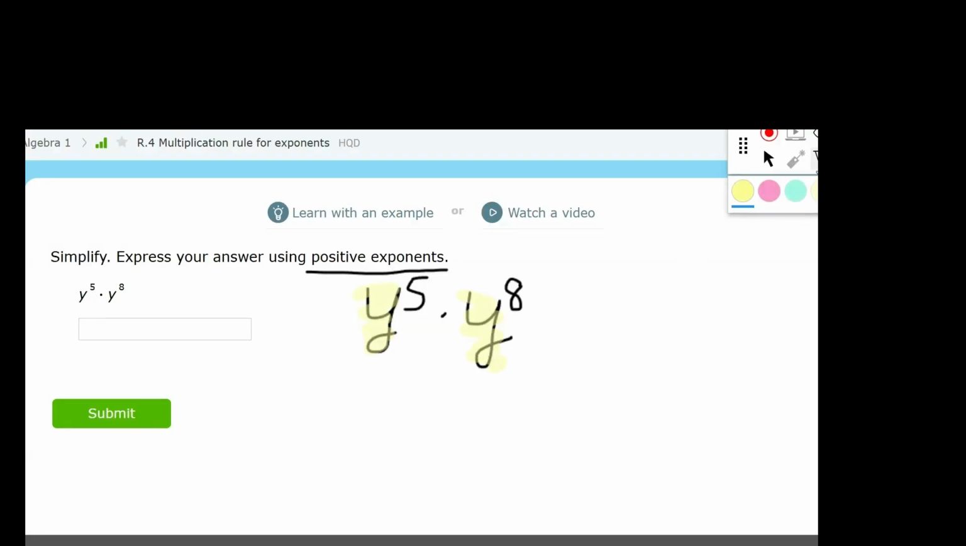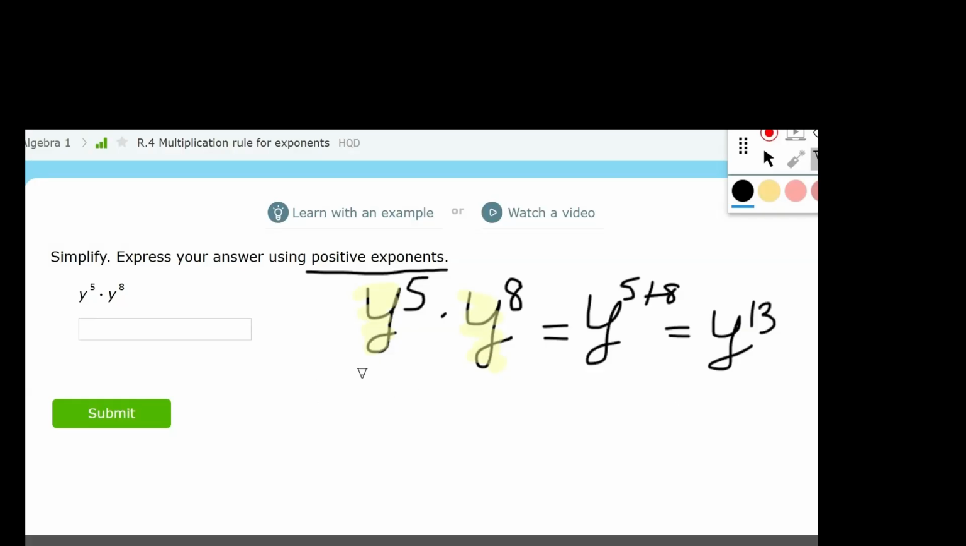And our exponents are 5 and 8. So when you're multiplying exponents with the same base, in this case y, we just keep our base y and we add the exponents, 5 plus 8. And we get 5 plus 8 is 13. So we just have y to the 13th.